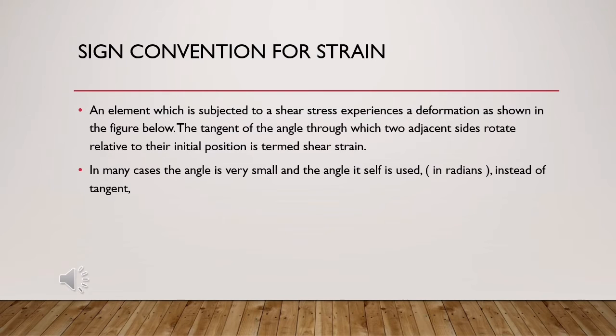Alright, sign convention for strain. As we know, tensile strains are positive and compressive strains are negative. The strain defined earlier was known as linear strain, normal strain, or longitudinal strain. So let us define the shear strain. An element which is subjected to a shear stress experiences a deformation as shown in the figure below. The tangent of the angle through which two adjacent sides rotate relative to their initial position is termed shear strain.